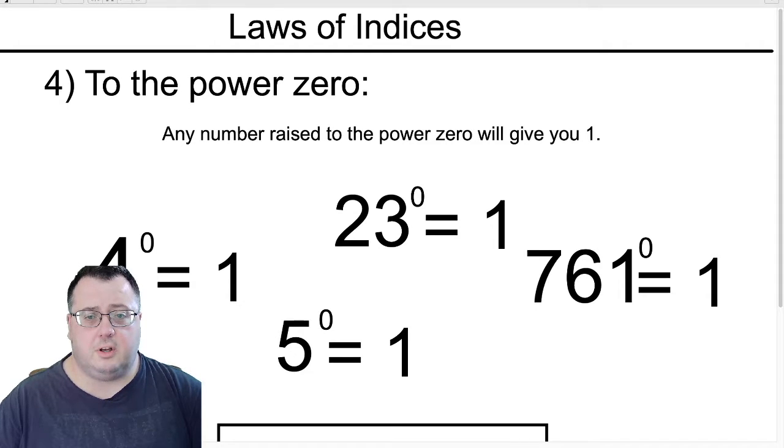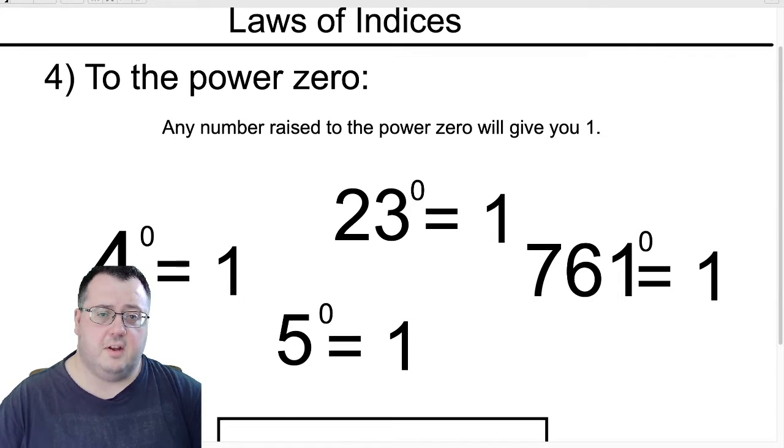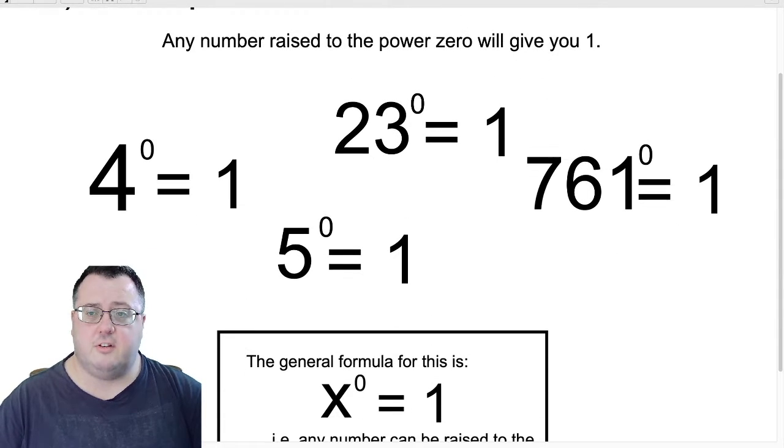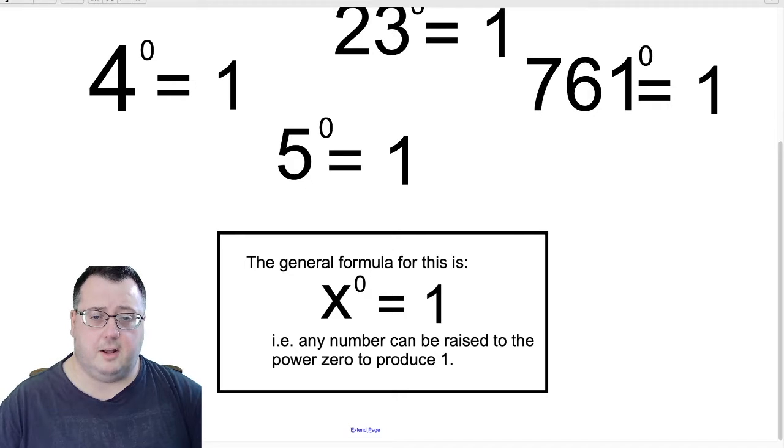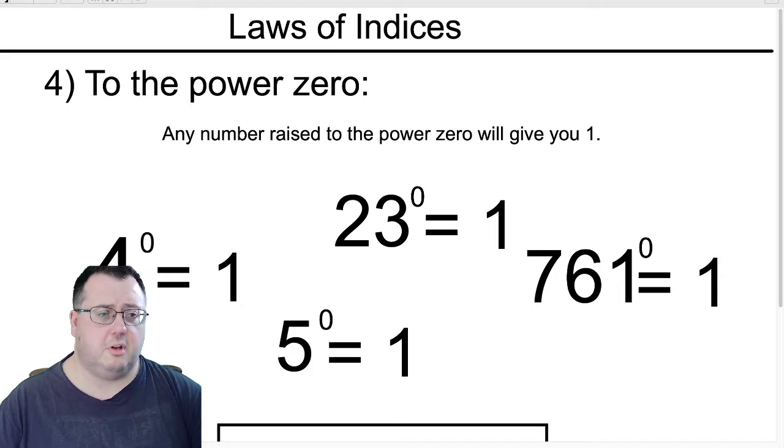Hello everyone, we're going to look at the fourth and fifth laws of indices today. The fourth law is 2 to the power 0. Any number raised to the power 0 will give you 1. So you can see some examples here. 4 to the 0 is 1, 5 to the 0 is 1, 23 to the 0 is 1, 761 to the 0 is 1, and your general formula, x to the power 0 is 1. Really useful to know that one.